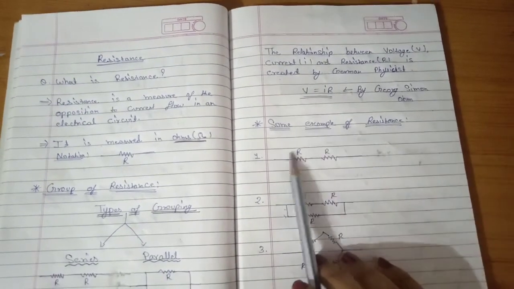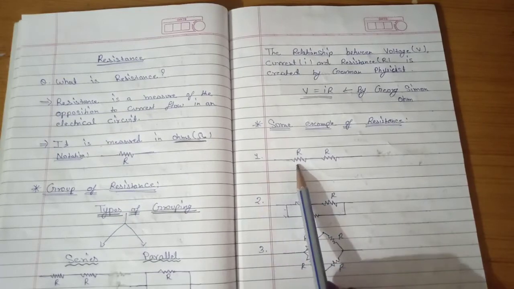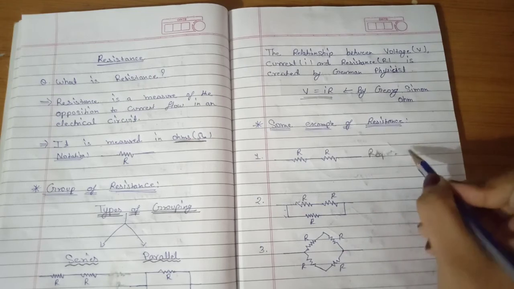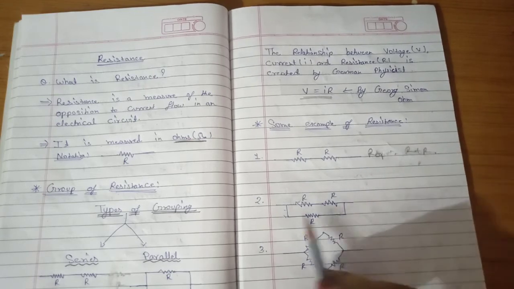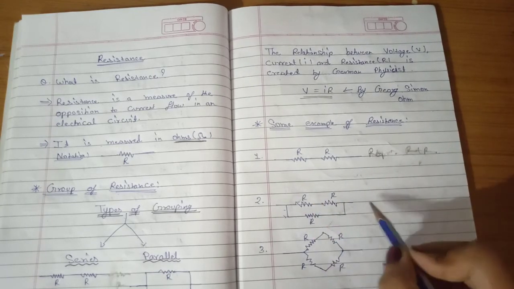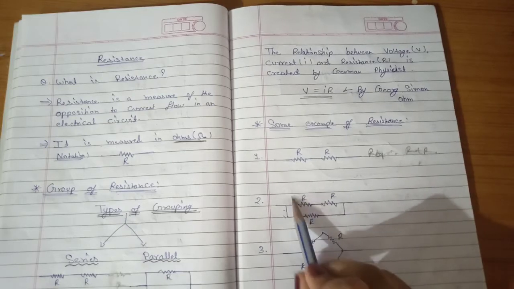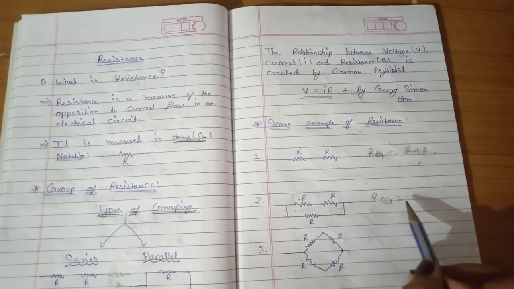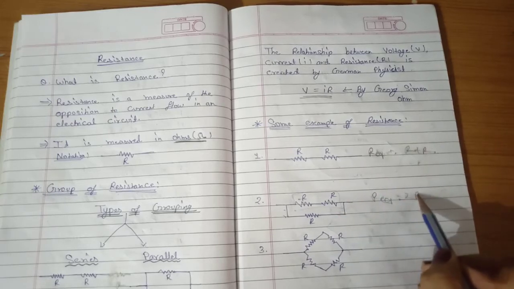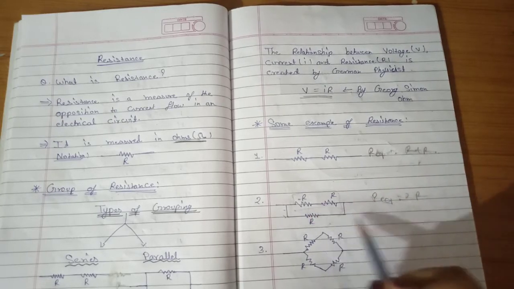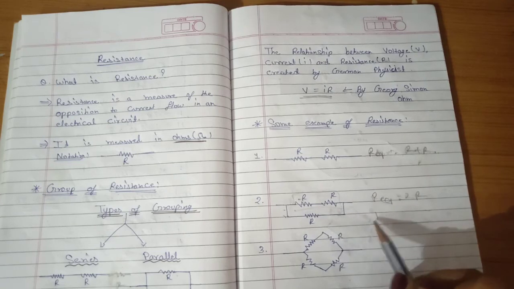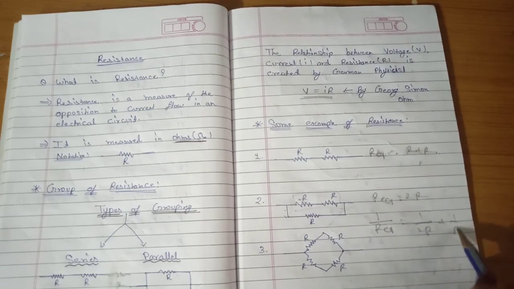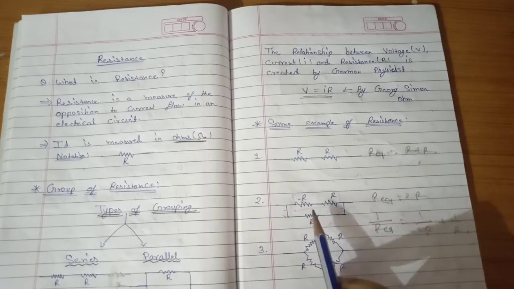You can see in this first one, this is series, so you can say the equivalent resistance is R plus R. In the second, series and parallel both are there. So first you solve for the series in this. So the equivalent resistance is 2R for series, and after that parallel. So for parallel, Req equal to 1 upon 2R plus 1 upon R. If you solve this, then you will get the answer for the second.